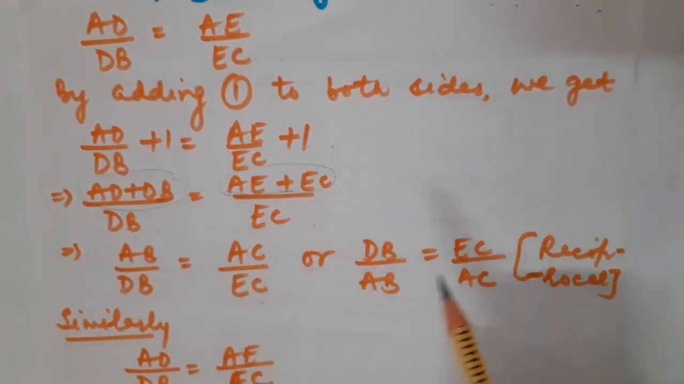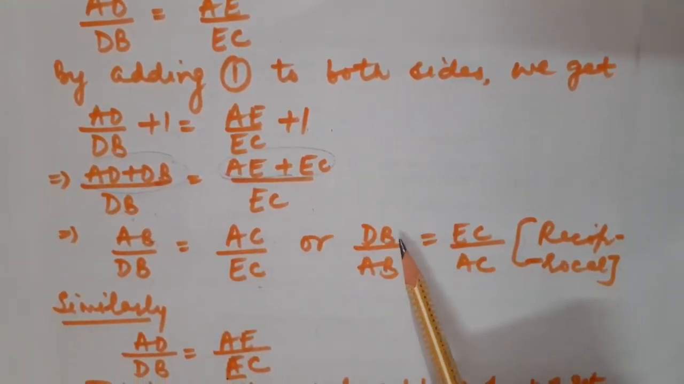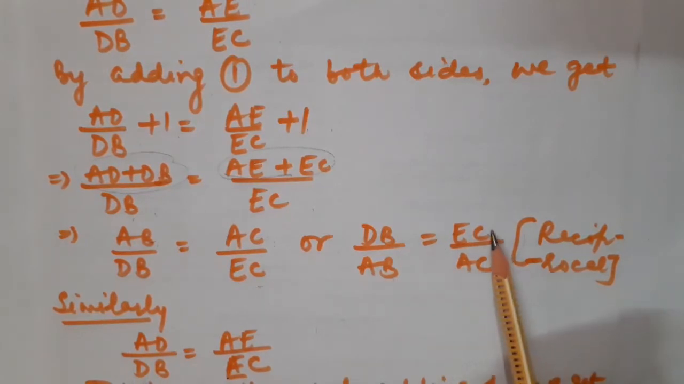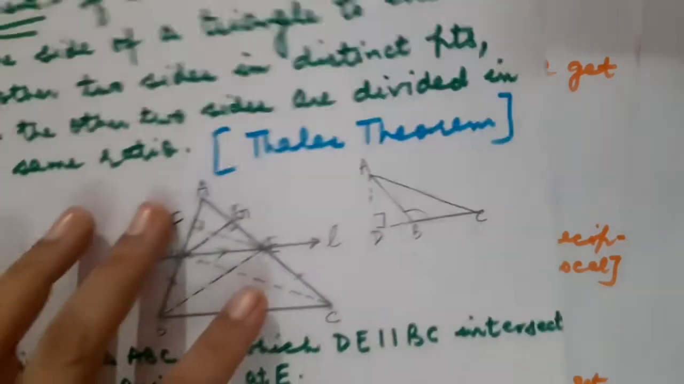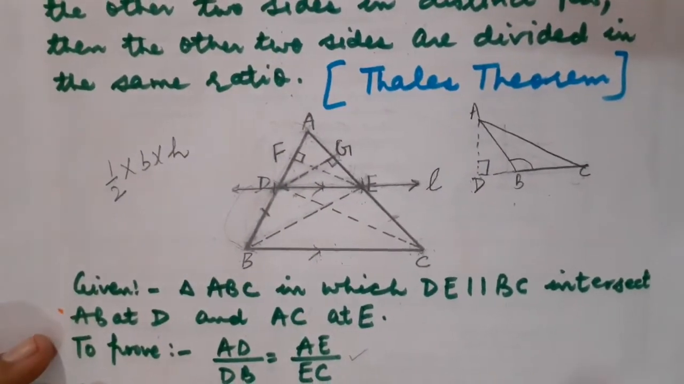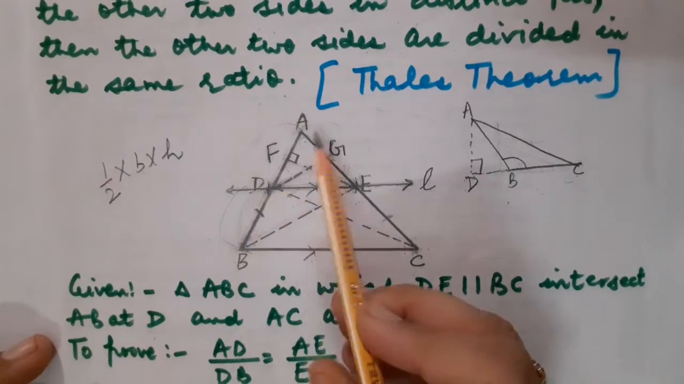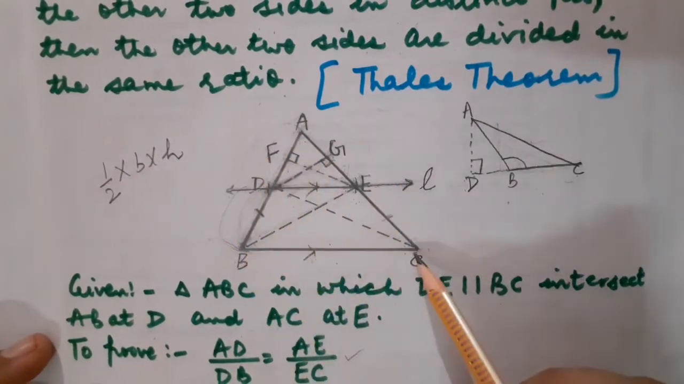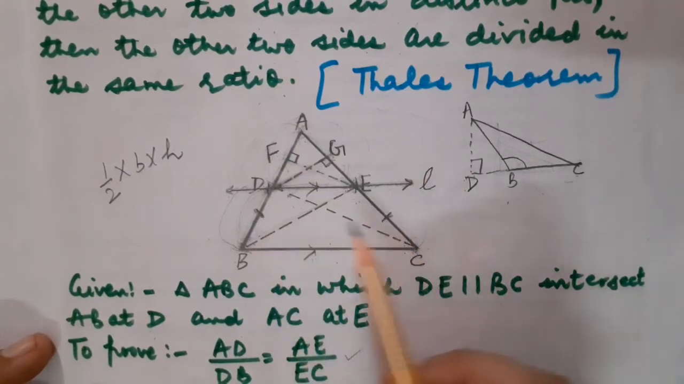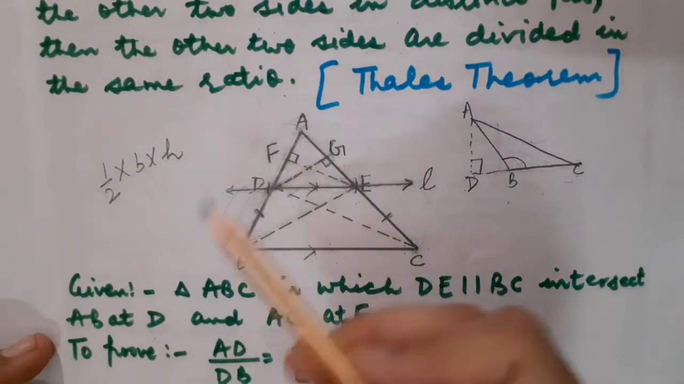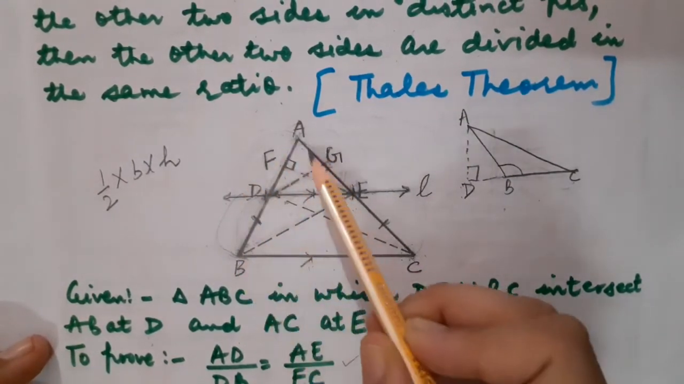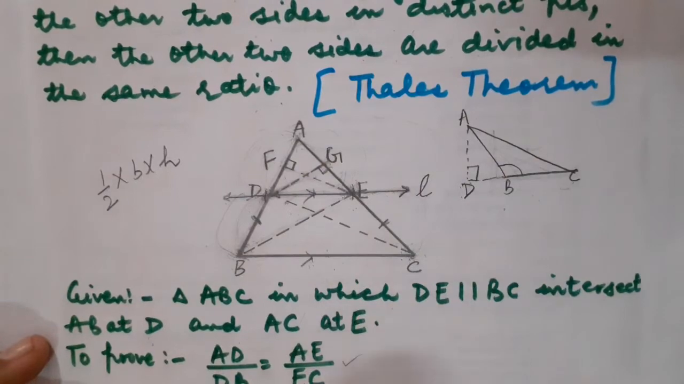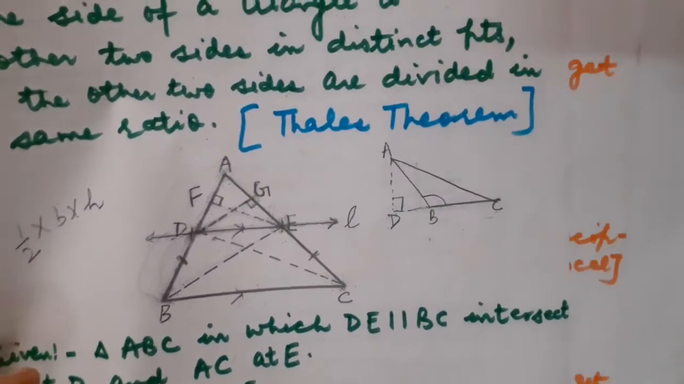Let us take its reciprocal. So I have got DB upon AB is equal to EC upon AC. So basically through the corollary, I have made you understand that BD upon AB is equal to CE upon AC, meaning the smaller part, the smaller side you can say. In the same manner, there will be one more corollary, that is AD upon AB is equal to AE upon AC. So let us see how that will be proved now.